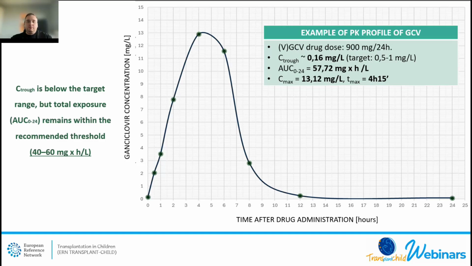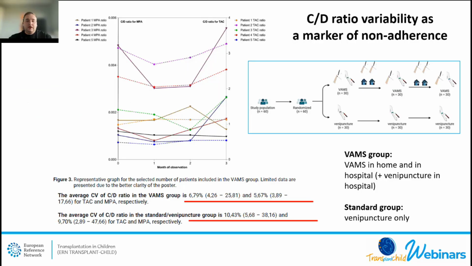We performed a preliminary study with a ganciclovir profile, and however, the trough concentration was too low. The target is from 0.5 to 1, but total exposure fell within the recommended AUC. So the VAMS technique helped us to assess the total exposure for the drug, and we should remember that for ganciclovir, the recommended pharmacokinetic parameter for routine TDM is AUC, not trough concentration.